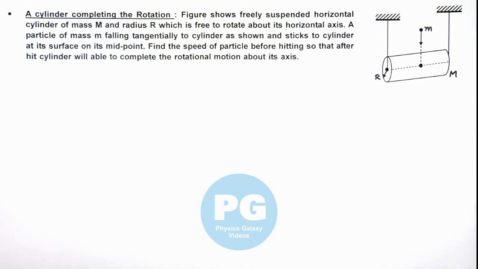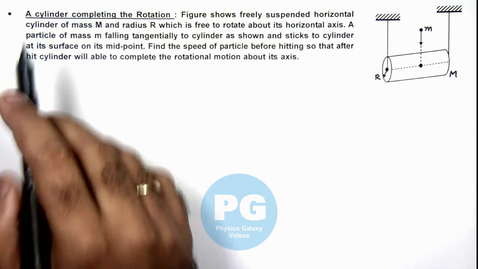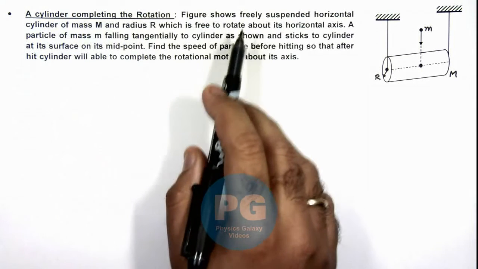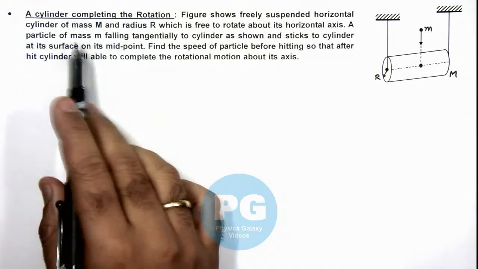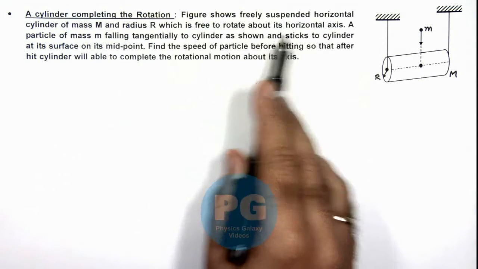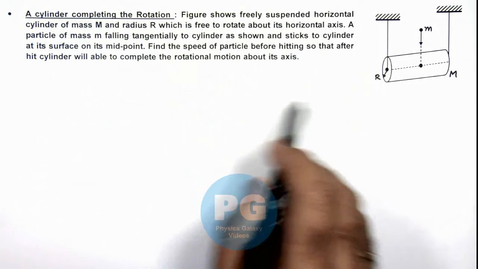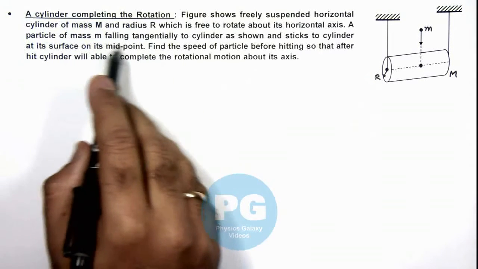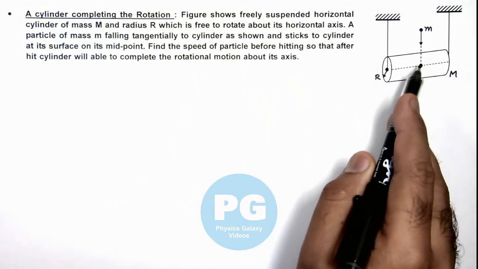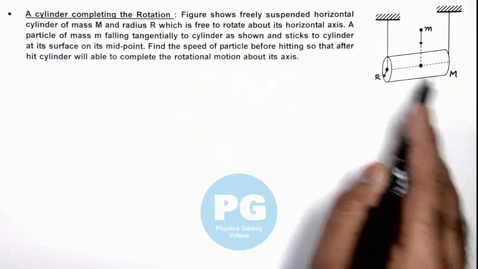In this illustration, we'll discuss a cylinder completing the rotation. Here the figure shows a freely suspended horizontal cylinder of mass M and radius R, which is free to rotate about its horizontal axis, and a particle of mass small m falling tangentially to the cylinder as shown, and it sticks to the cylinder at its surface at the midpoint.